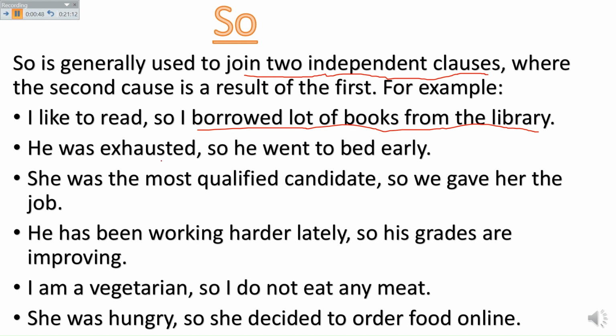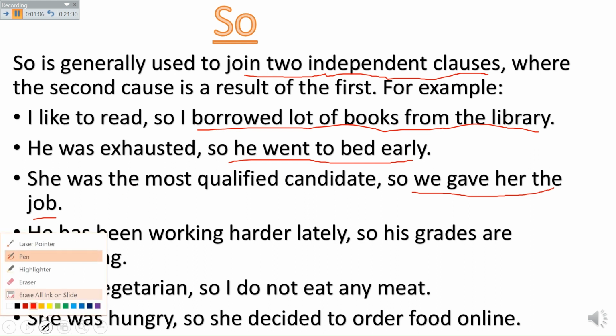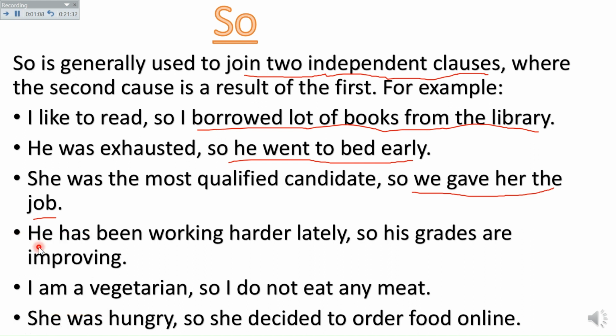He was exhausted, so he went to bed early. Why did he go to bed early? Because he was exhausted. She was the most qualified candidate, so we gave her the job. So why did we give her the job? Because she was the most qualified candidate. So this is the result of this clause. So that's what you need to remember, guys, in the case of so.